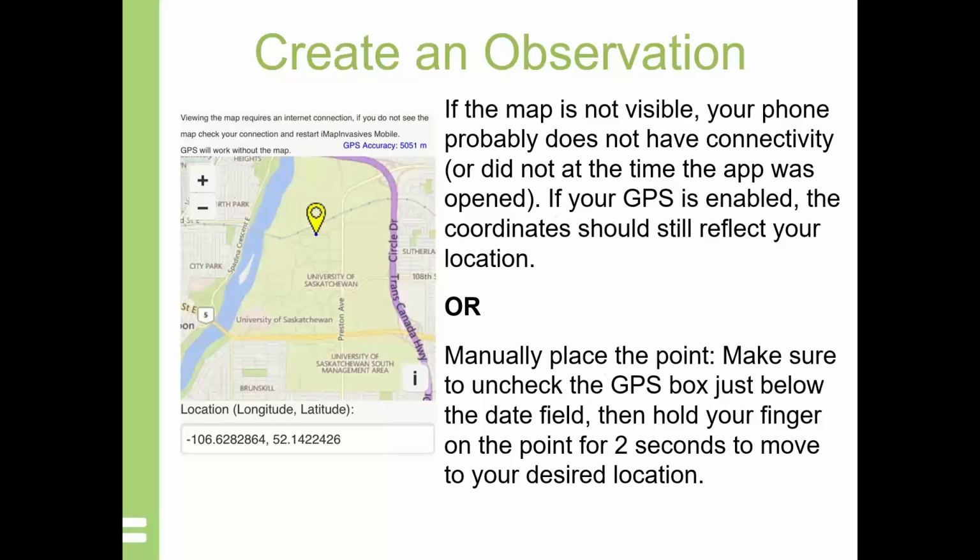If the map happens to not show up, it probably means you're not connected to the internet. And that's fine. If your GPS is enabled, the coordinates should still reflect your location. Something else you can do, if you're going somewhere where you know there's not very good service, is open your observation early while you're still at home connected to the internet and zoom in on the map where you plan to go, and then the map is preloaded when you're in the field. Or again, you can manually place the point by unchecking the GPS box and then holding your finger on the point for 2 seconds to move to your desired location.